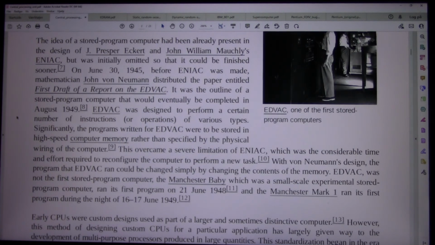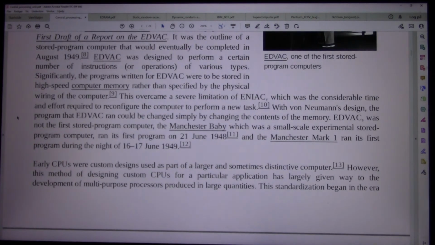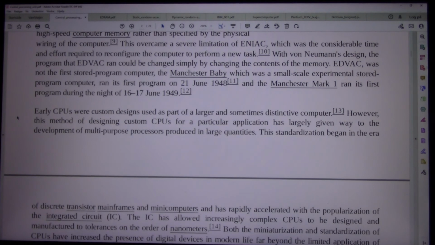EDVAC was designed to perform a certain number of instructions, or operations, of various types. Significantly, the programs written for EDVAC were to be stored in high-speed computer memory rather than specified by the physical wiring of the computer. This overcame a severe limitation of ENIAC, which was the considerable time and effort required to reconfigure the computer to perform a new task. With von Neumann's design, the program that EDVAC ran could be changed simply by changing the contents of the memory.